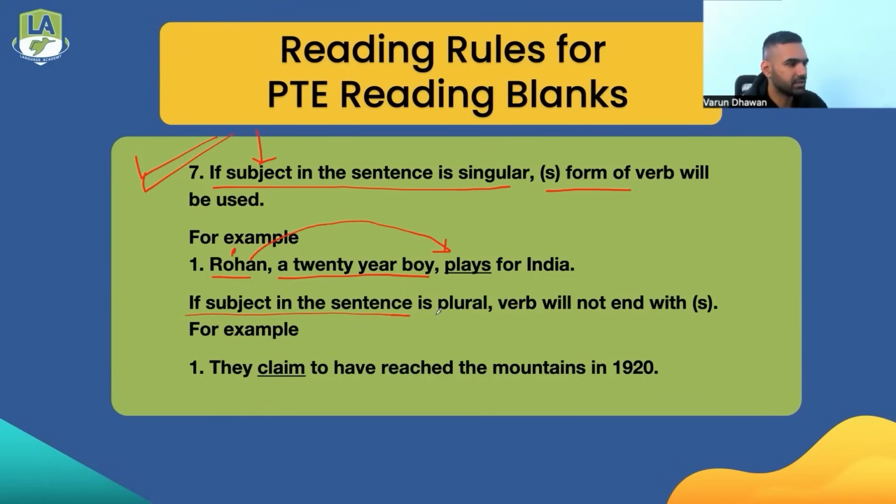If the subject in the sentence is plural, the verb will not end with S, so the verb will be used without S form. They dash to have reached the mountains in 1920. Claims or claim? They claim. If it was he over here, he claims. He claims, they claim. So remember this thing. With singular, you will make sure that you use the S form of the verb, otherwise the simple form without S. I use this a lot.